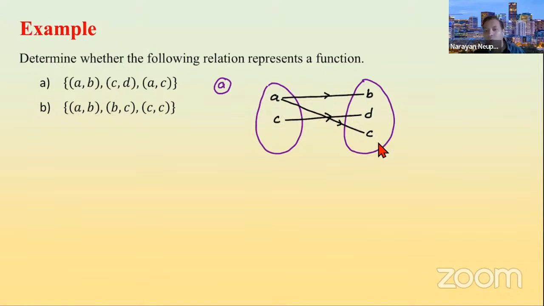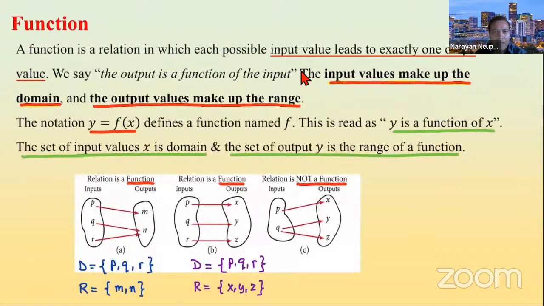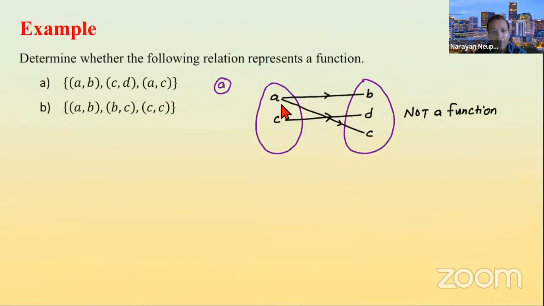If it is mapped to more than one, it is not a function. That means the first one is not a function. We have to determine whether the relation determines a function or not. So this is not a function. This is just a relation. Because if you look at the definition one more time, the input value leads to exactly one output value. There should be only one output value. But here, this A has two output values, B and C. That is the main reason why this is not a function.